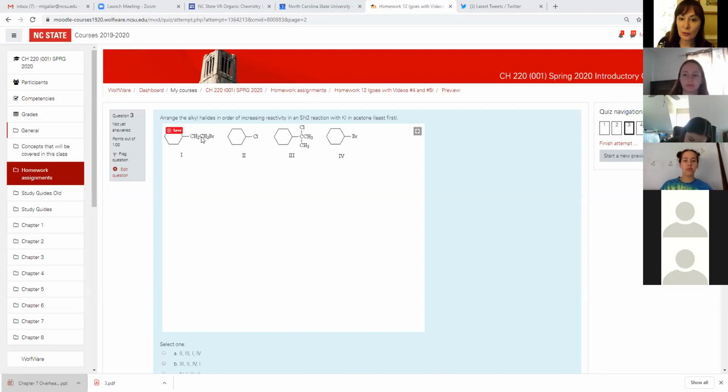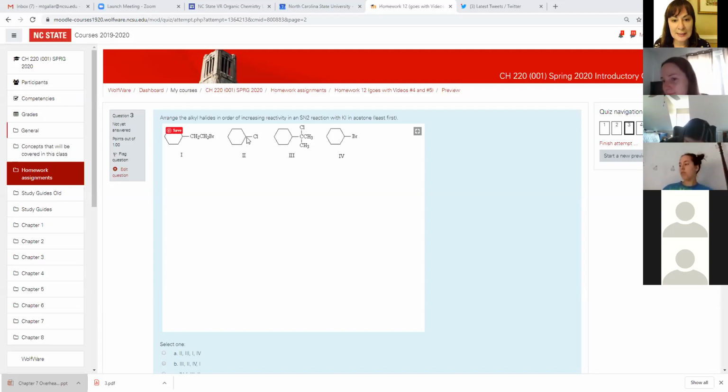Is it hard or easy to do an SN2 reaction on a primary carbon? It's relatively easy. It's fairly easy, right? Definitely easier than secondary or tertiary. That's what we just learned. True? So let's look at number 2.